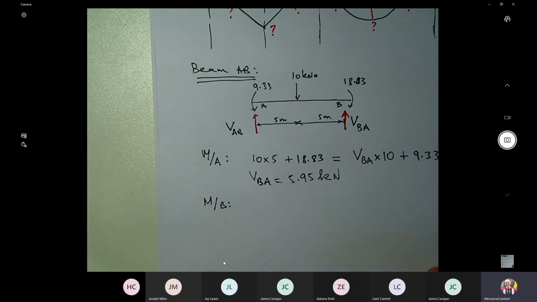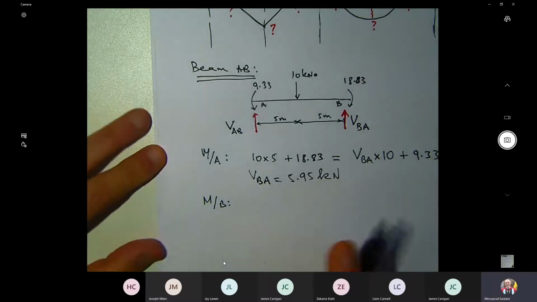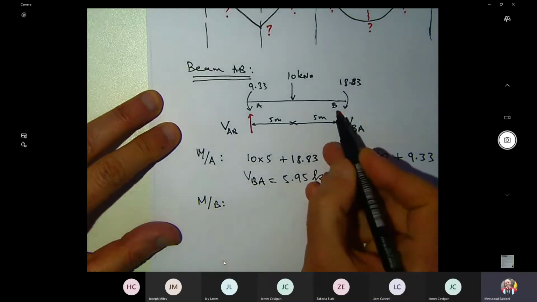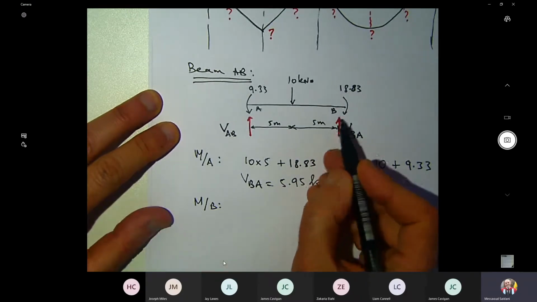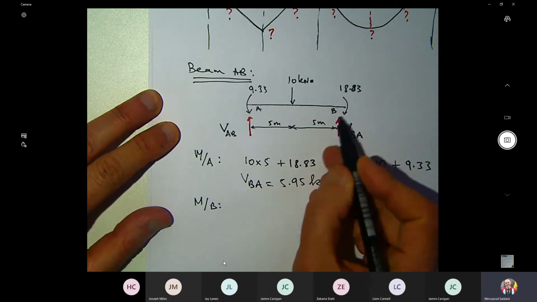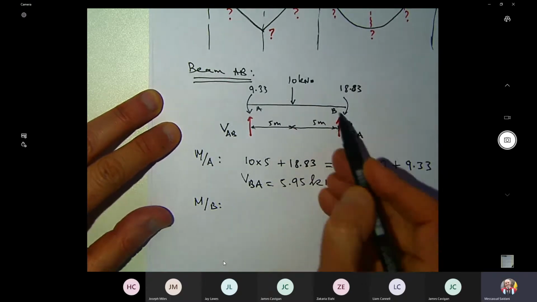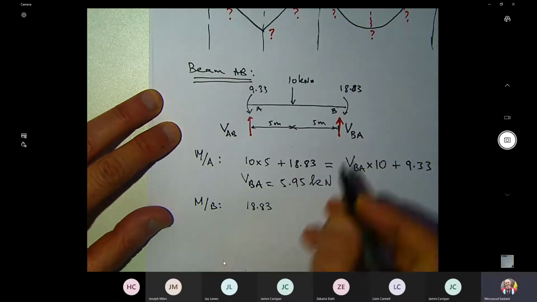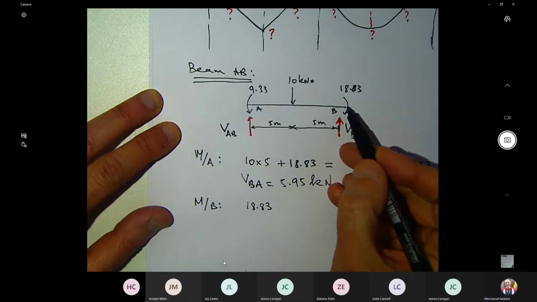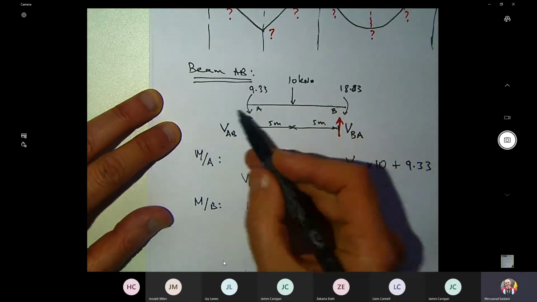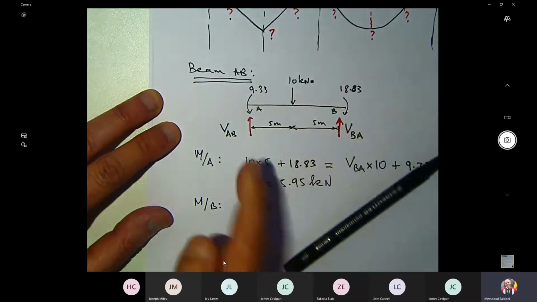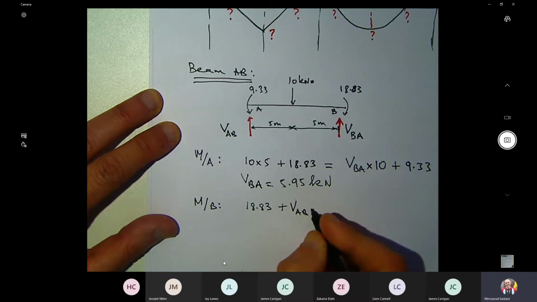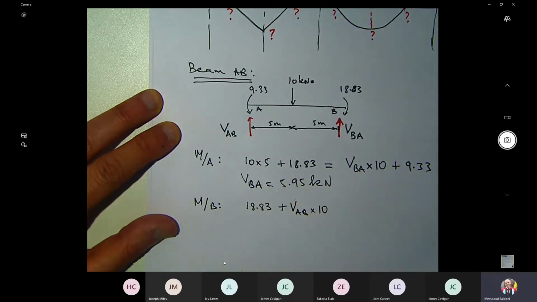Okay, you done it? So about B now, clockwise, what do we have clockwise about B? Look here, concentrate on B, just focus here. What can you see clockwise at B? That's the first thing we see, isn't it? That's clockwise. Anything else clockwise about B? Yeah, the reaction here, because this reaction is, you can see, clockwise. So we have VAB times 10. Okay, that's it.